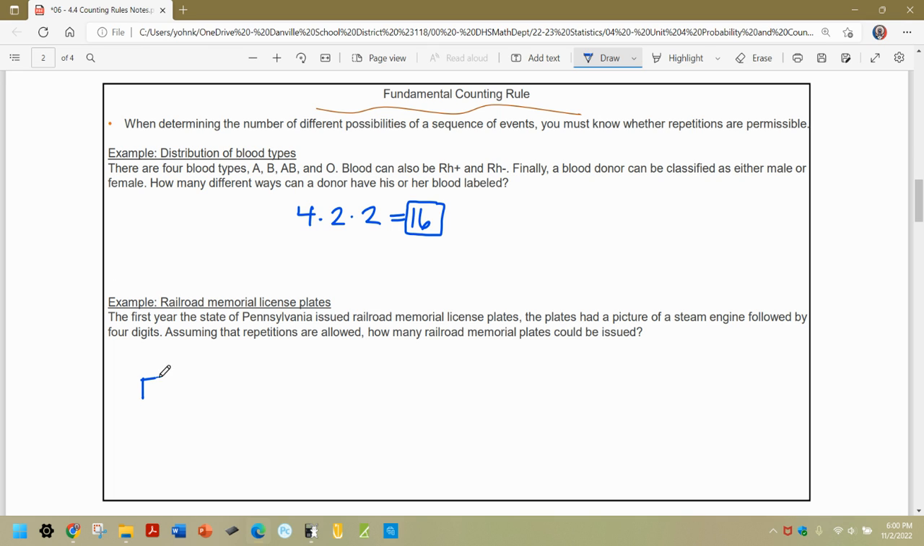Okay, well, you've got a train, don't make fun of me. So here are the wheels and they get smoke coming out. After that, I have 4 digits.